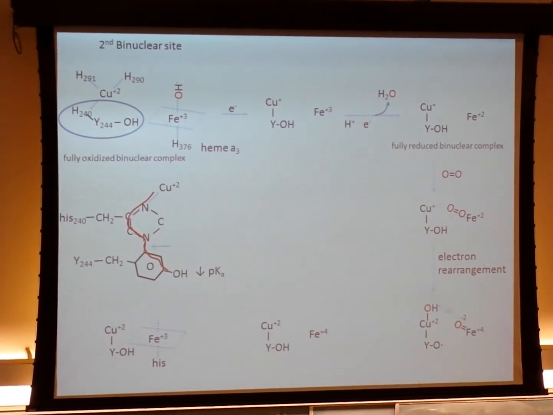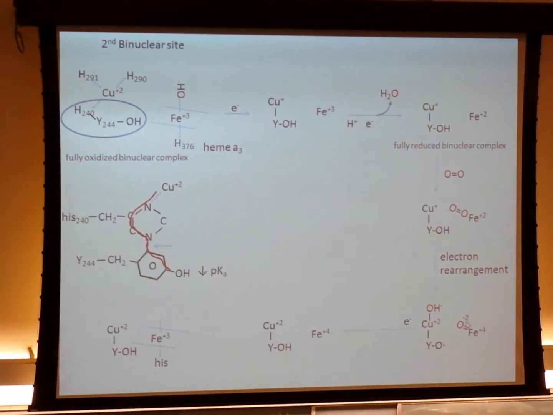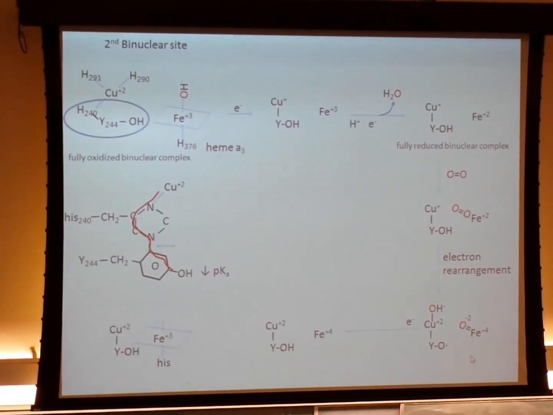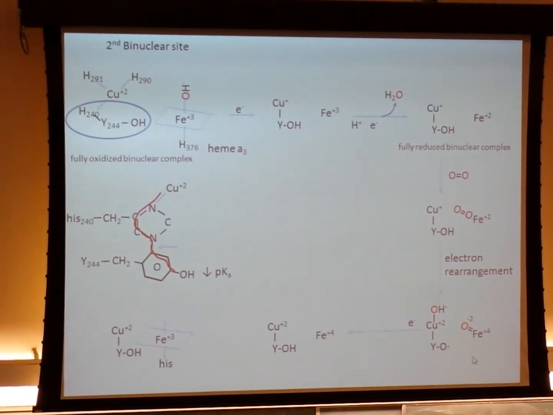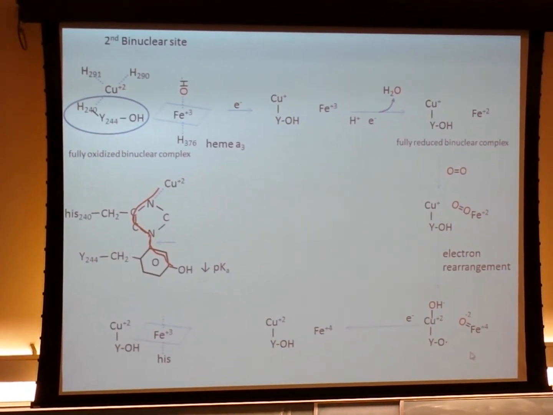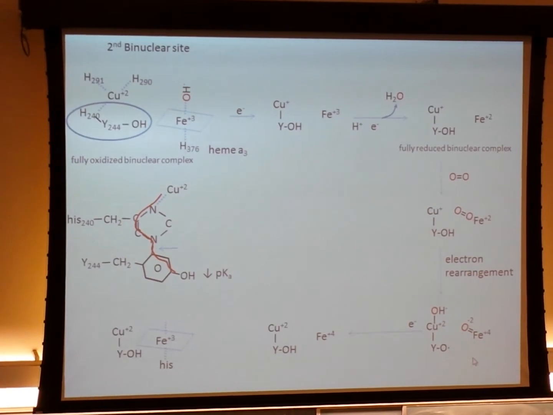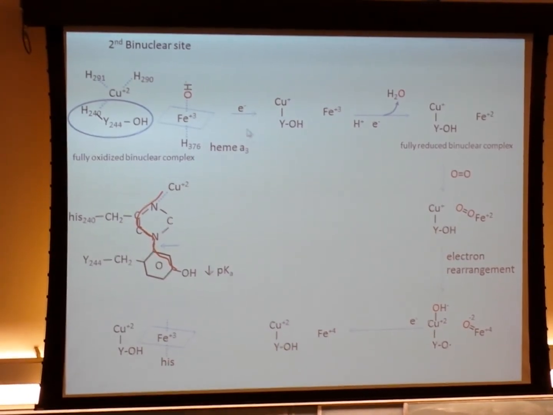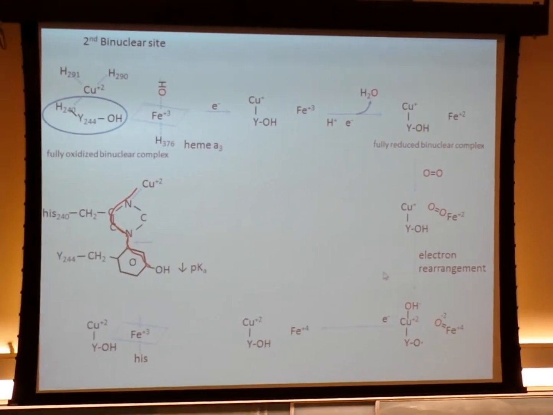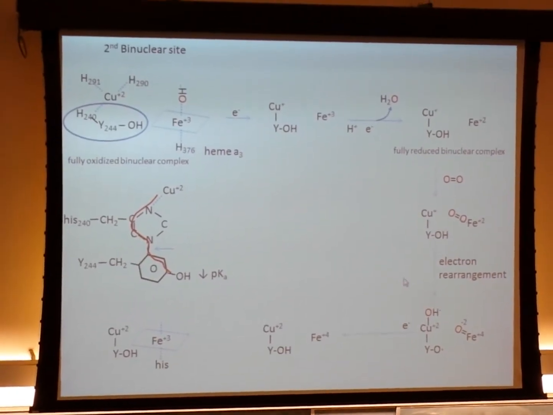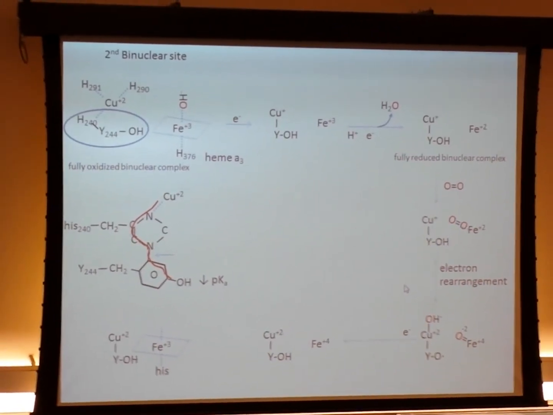One oxygen's over here, one's over here. Now an electron can come in. Where's that electron coming from originally? Cytochrome C. So every time an electron comes in, so right now we've had two. One up here, one down here, one up here too. Every time an electron comes in, it's a cytochrome C that's docking. Without that, there's no electron.